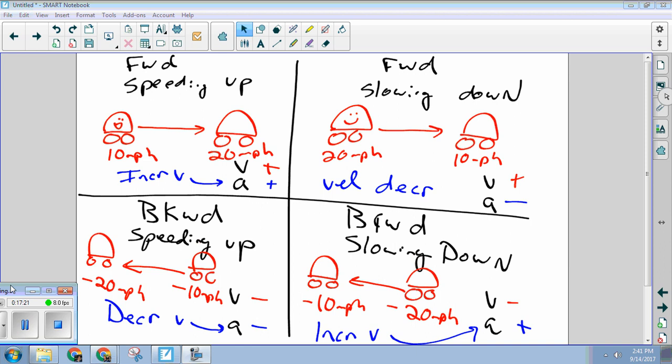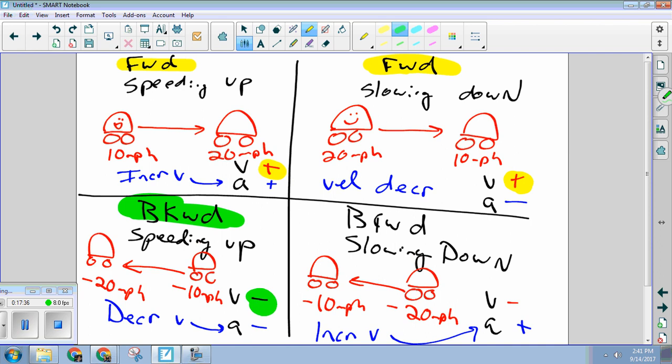So, you ready for this? Forward corresponds to positive velocity. And similarly, backwards corresponds to negative velocity. Follow?